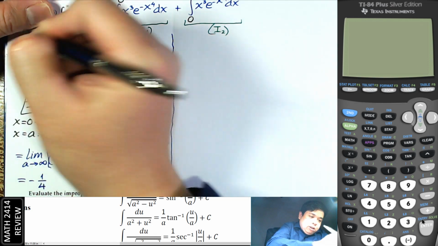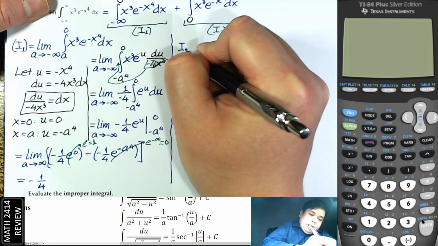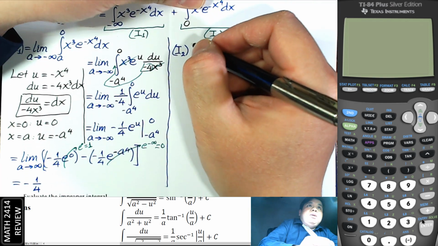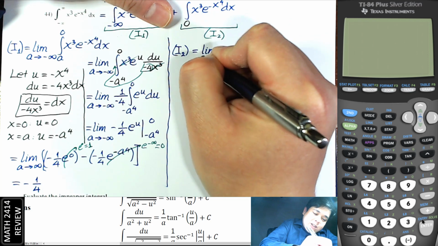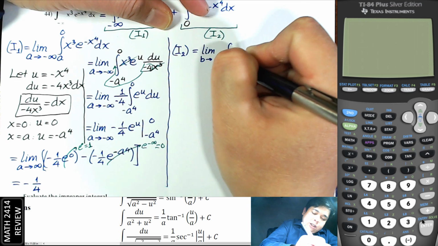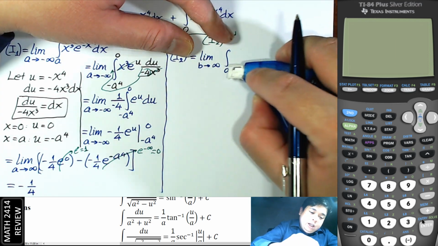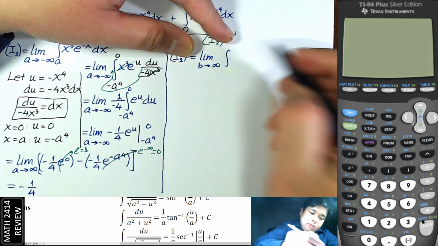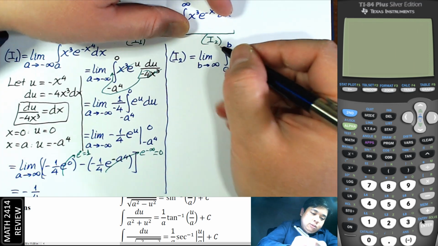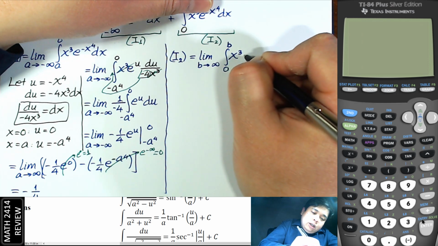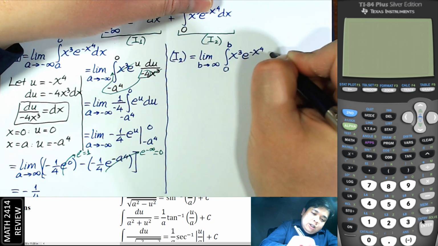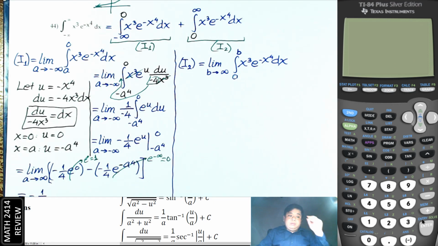Right, so that's just I1. Now we do I2. That will be the upper limit, going from 0 to b, of x cubed e to the negative x to the fourth dx. Right, substitution.